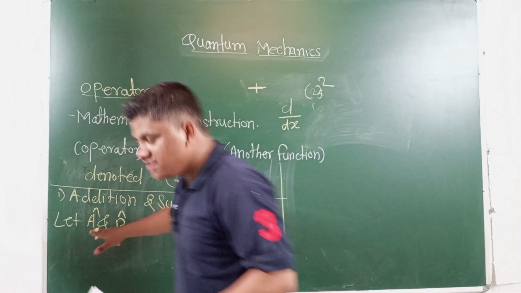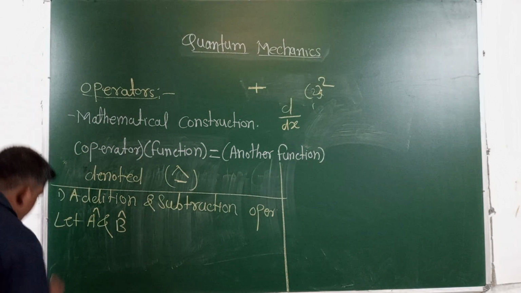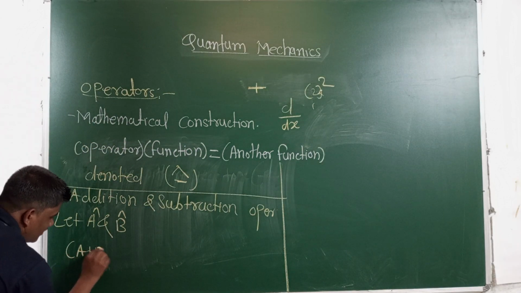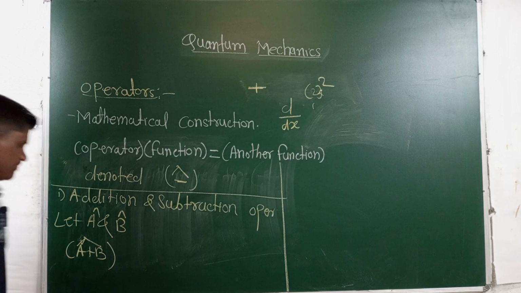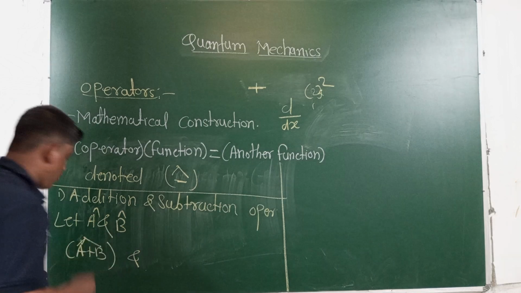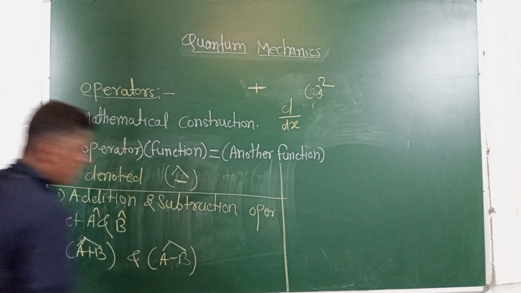Addition and subtraction of these two operators, and as a result we get operators. Addition of these two operators, that is a plus b cap, this is one of the separate operators, and subtraction of these two operators, that is a minus b, and this is one of the single operators.